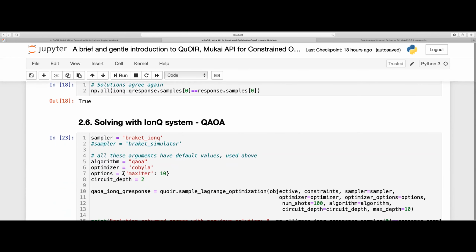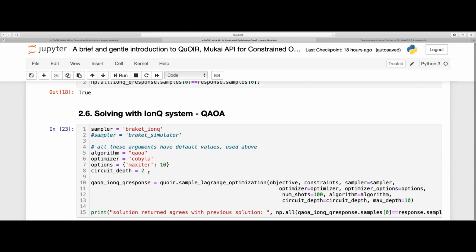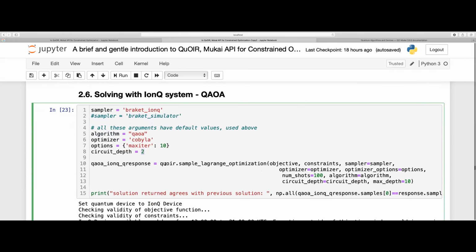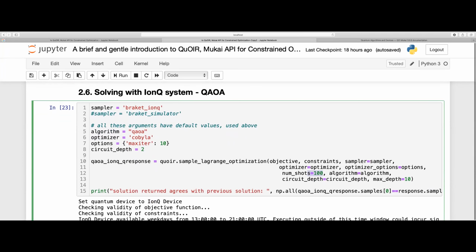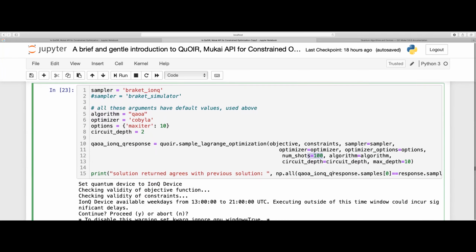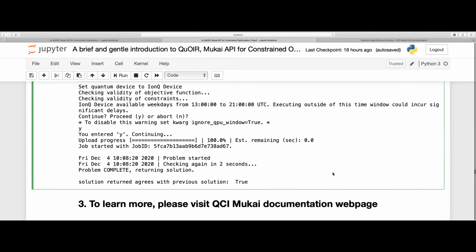Now, my last example, and the goal here is just to present some of the parameters the user can play with and tweak. For instance, you have the parameter algorithm, but also the parameter optimizer, which stands for the classical optimizer. So you can choose the classical optimizer you'd like to use, but also the options you want to pass to the classical optimizer. You can also set the circuit depth and also the number of shots and so on. And of course, when I run this, I'm getting the same answer.